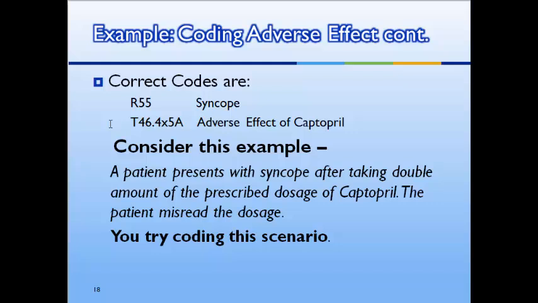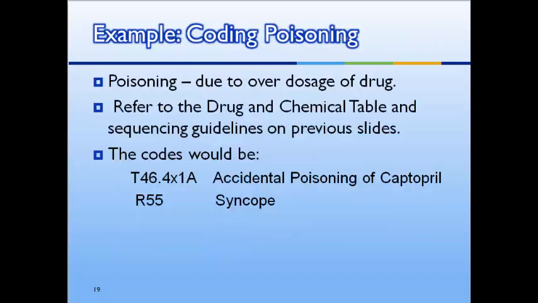Let's consider this example. Our patient presents with syncope after taking double the amount of the prescribed dosage of captopril. So how would we code this? Well, this would be a poisoning because we have an overdosage of the drug. We're going to refer to our previous slides where we have all the information we need to code this. So the codes would be the accidental poisoning of captopril, which is T46.4X1A, and you will notice the only difference between the poisoning and the adverse effect is that 6th digit, which changes from a 5 to a 1. We are still assuming that this is the initial condition, so the codes are as shown above.